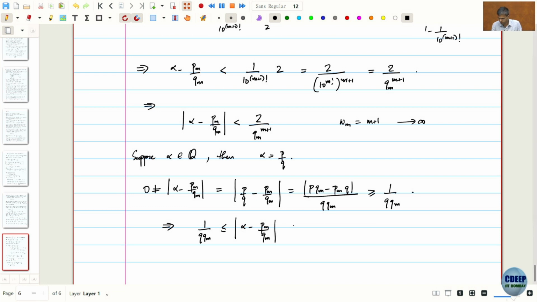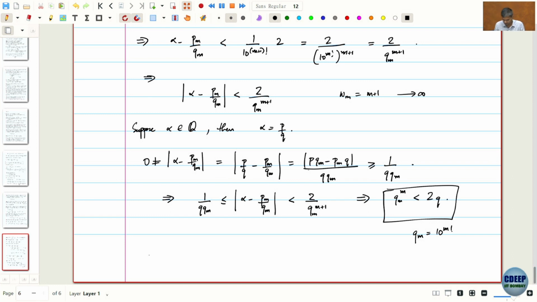So therefore we get, and we use this inequality. Right? But this would imply that Qm to the power m is strictly less than 2q. Right? But that is obviously a contradiction, because 2 times q is a constant, and qm is equal to 10 to the power m factorial. So qm to the power m is going to grow very fast as m tends to infinity. And this inequality is happening for all m, right? Which is a contradiction.